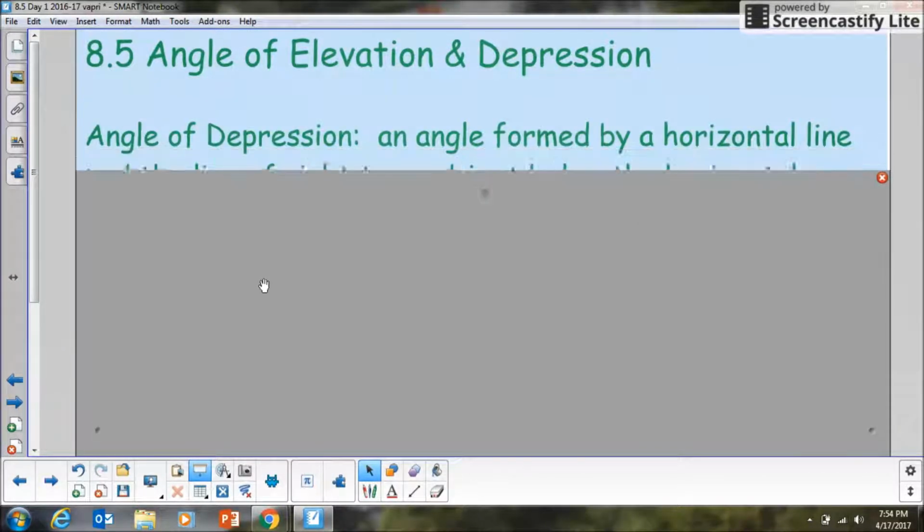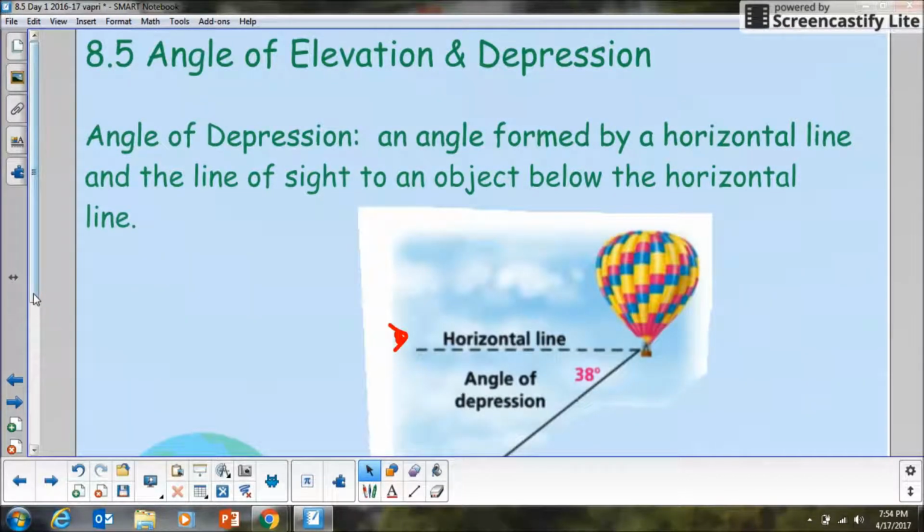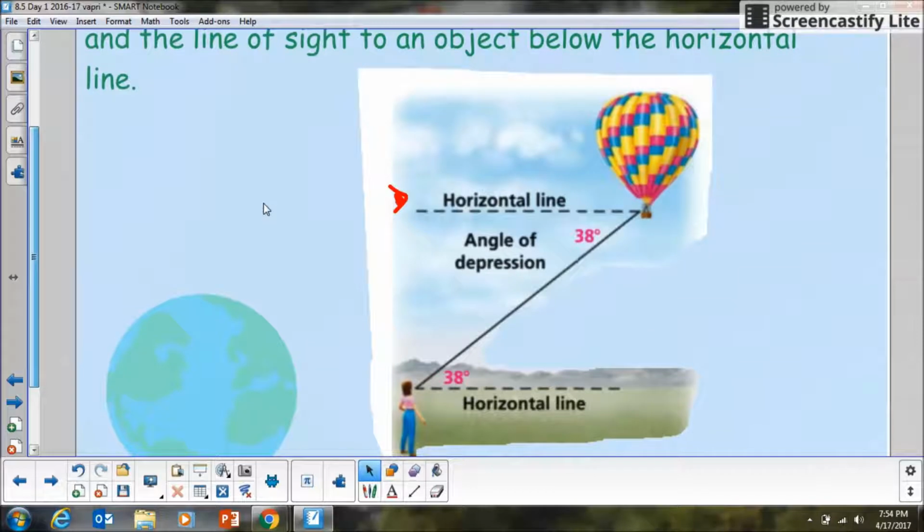Angle of depression. It is the angle formed by a horizontal line again. Watch that, it's a horizontal line. And the line of sight to an object below the horizontal line. So now, suppose somebody in the balloon sitting in that basket is looking straight. This is our line of sight, which is a horizontal line. This person looking down at the lady down has to lower their eyes by 38 degrees, angle of depression, to look at the lady down. So that becomes the angle of depression.